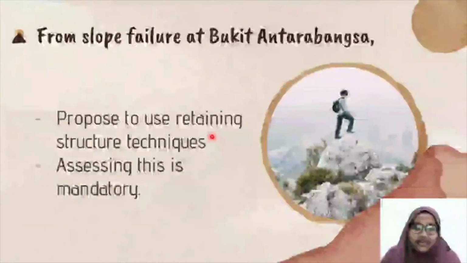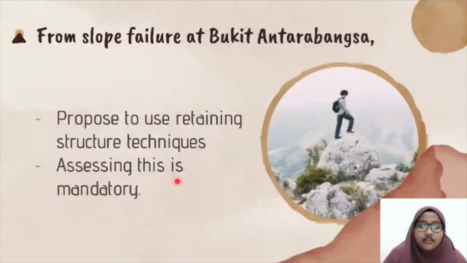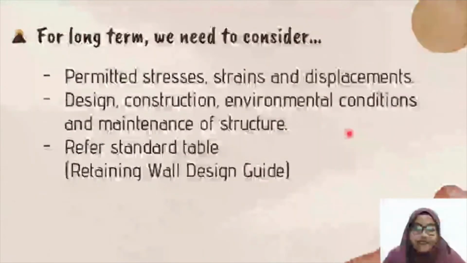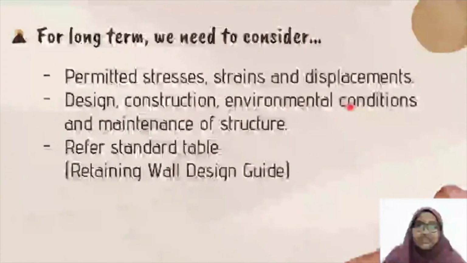However, assessing the design life and risk of failure of the retaining wall is mandatory in order to forecast the probability of a threat. Loss of life, infrastructure damage, and utility service disruption are all possible risks. So, for a certain limiting requirement in the long term, we need to consider the permitted stresses, strains, and also the displacement. The design life often indicates when major upgrades costing about 50% or more of the structure's value are required.